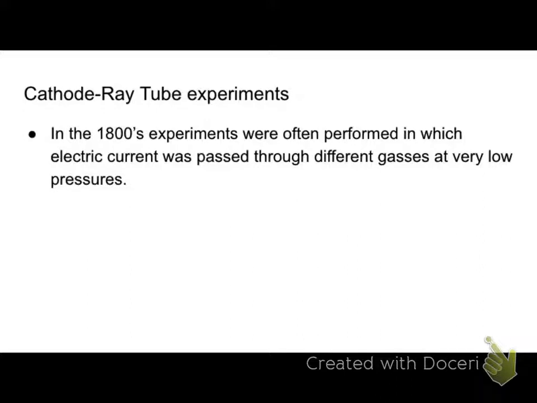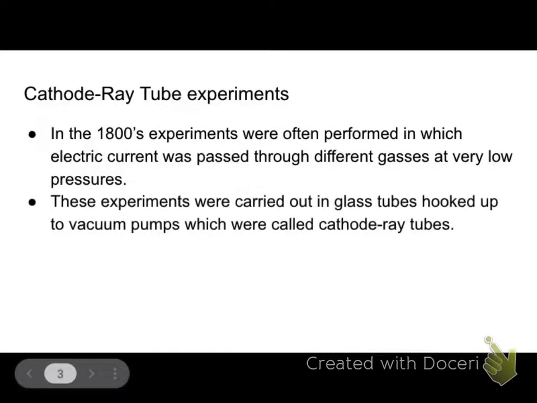So gases normally at normal atmospheric pressure don't really conduct electricity. So in order to get the electricity to be conducted through it, they had to put it at very, very low pressures. So what they did is they took a glass tube and they essentially sucked a lot of air out of it, created a vacuum, so it was very low pressure. Okay? They were carried out in these glass tubes hooked up to vacuum pumps, which they called cathode ray tubes.